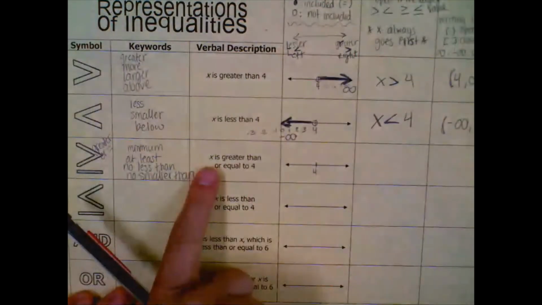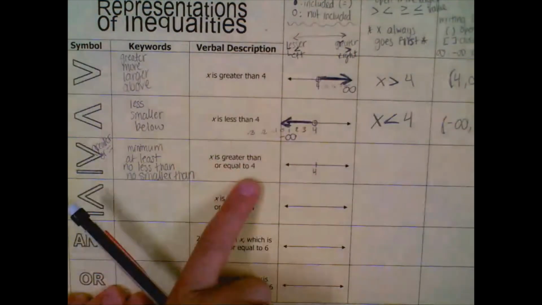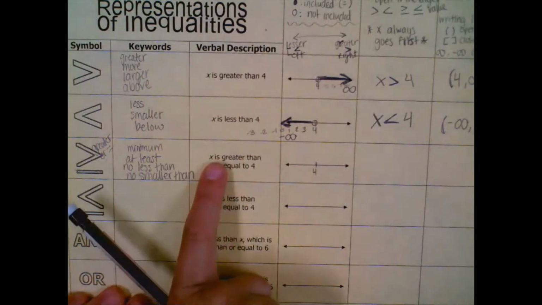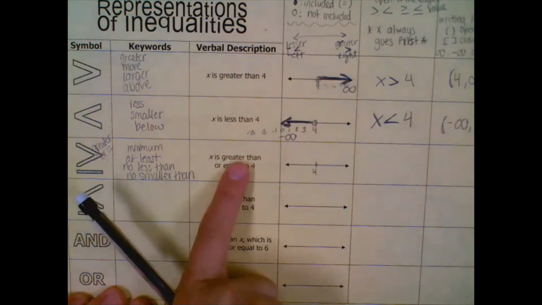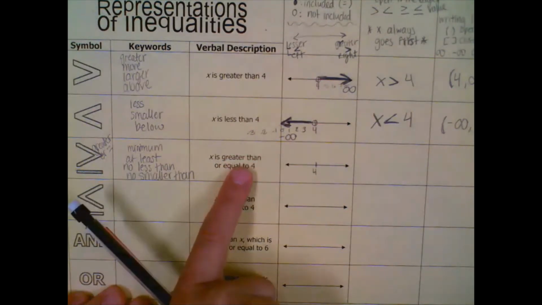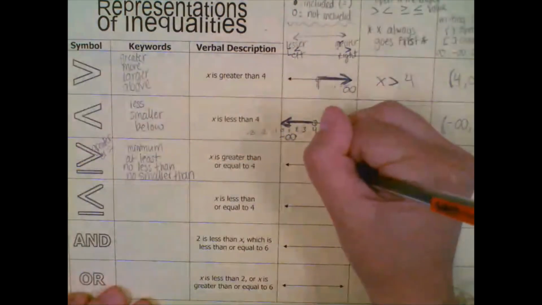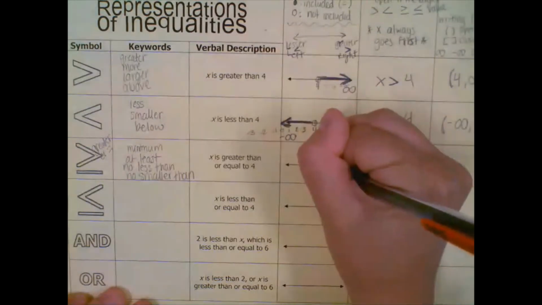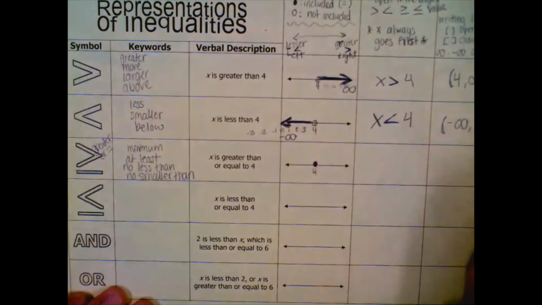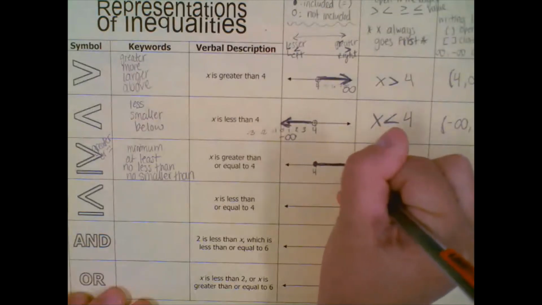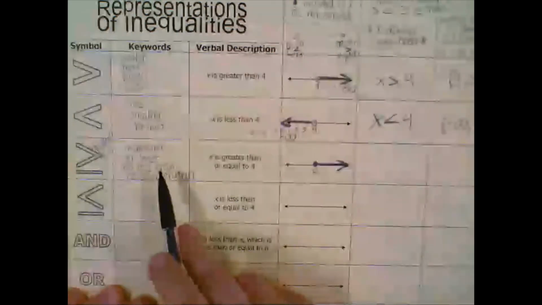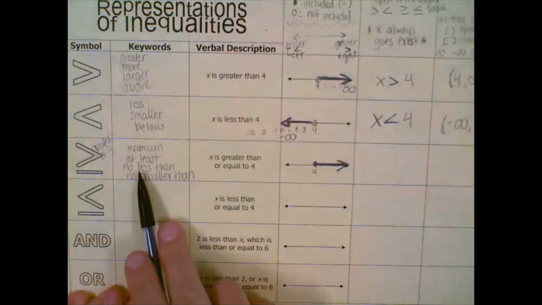What that means is that you have a minimum value that you are using. So in this example, X is greater than or equal to 4. That means X is no less than 4. It's not less, right? It's not smaller. It's at least 4. So if it's at least 4, that means it could be 4, but it also could be anything above 4.